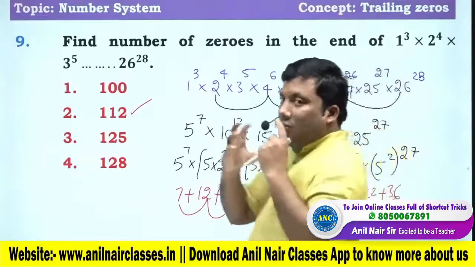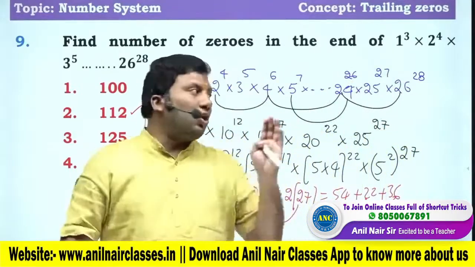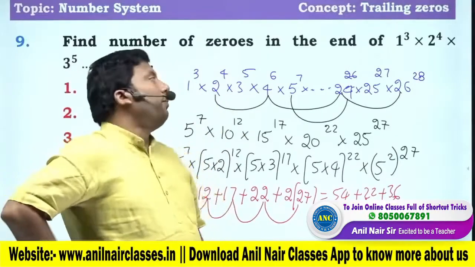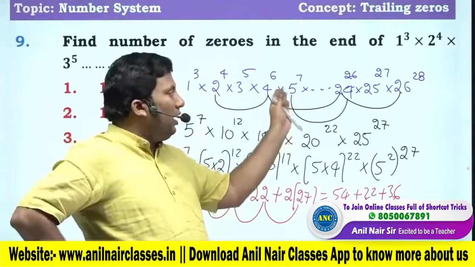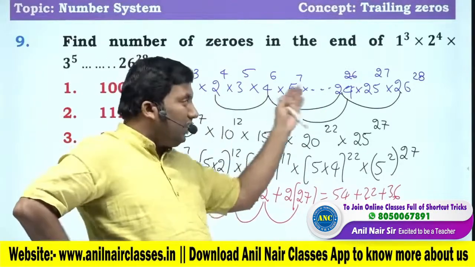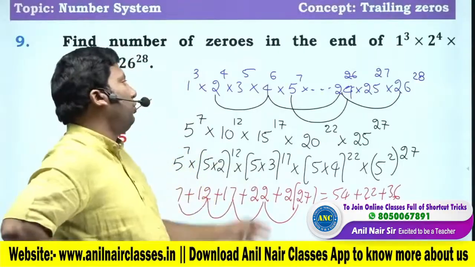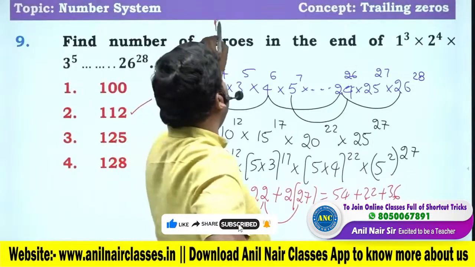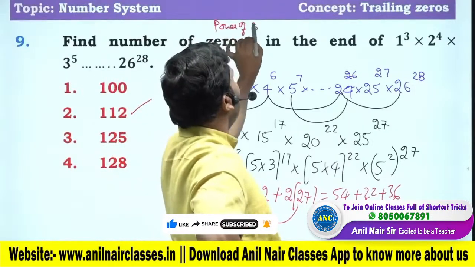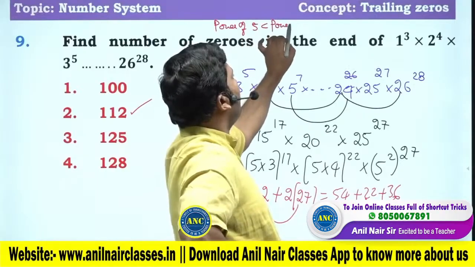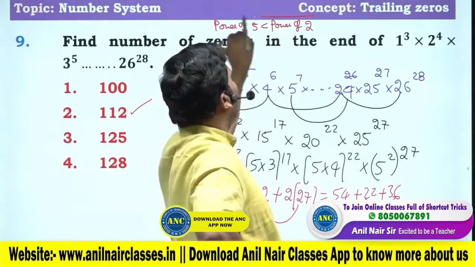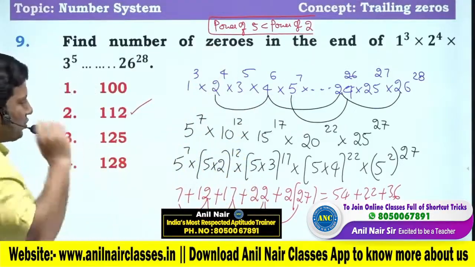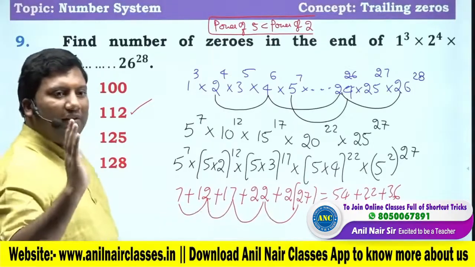I hope it is clear why I took only the powers of 5. Total 26 terms are there. Every fifth term is a multiple of 5, so there are only 5 such terms, but there are 14 terms which are multiples of 2. So powers of 5 will be less than powers of 2. I hope the idea is clear. So the answer for this question will be 112. Very, very good question.